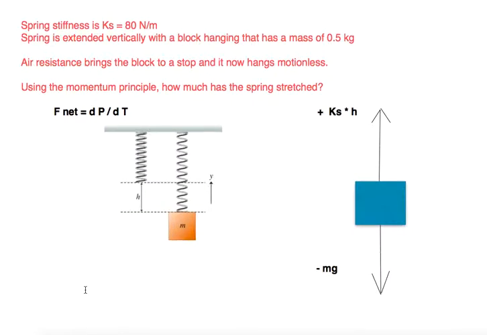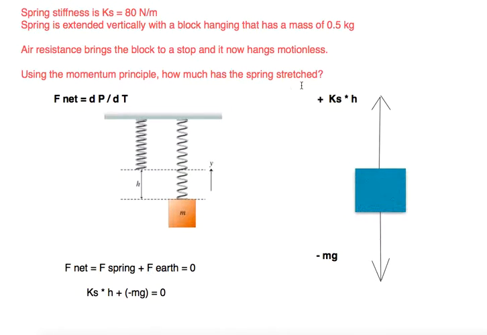Now that I have that information, I know that F net equals the force of the spring plus the force of the Earth, and F net is going to equal 0. So I can have the stiffness of the spring times h plus the force of gravity, which is in the negative direction, equals 0. I'm trying to find out how much the spring has stretched, so I'm trying to find h, because that's the change in the spring from the beginning to the end.